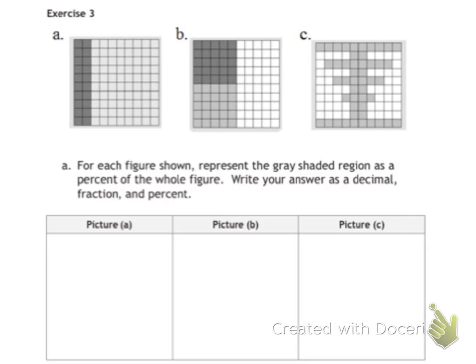Exercise 3, and I apologize, this one's a little blurry. For each figure shown, represent the gray shaded region as a percent of the whole figure. Write your answer as a decimal, fraction, and percent. So we're going to write it 3 different ways. And we're looking at the shaded region. So let's look at letter A. 20% is shaded. That is how I write it as a percent.